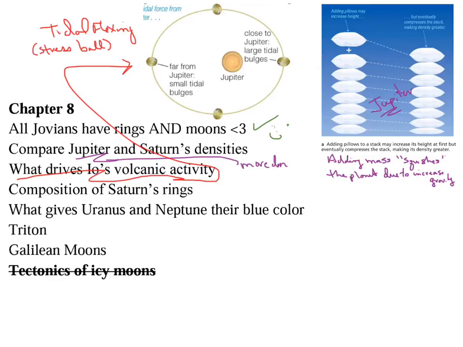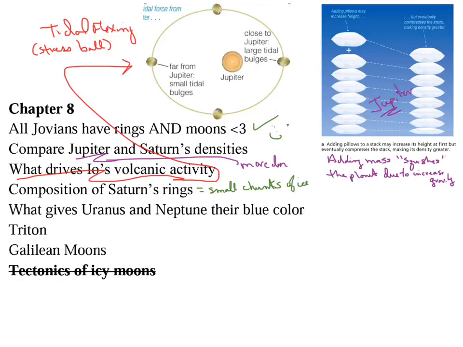Let's see. So then I have what drives Io's volcanic activity, and I put tidal flexing. I didn't bring in all the figure, but remember we talked about how Io is the closest of the 4 Galilean moons, and the other Galilean moons kind of make it flex out when they are passing Io. And I kind of put up here, it's like that stress ball getting heated, tidal flexing.